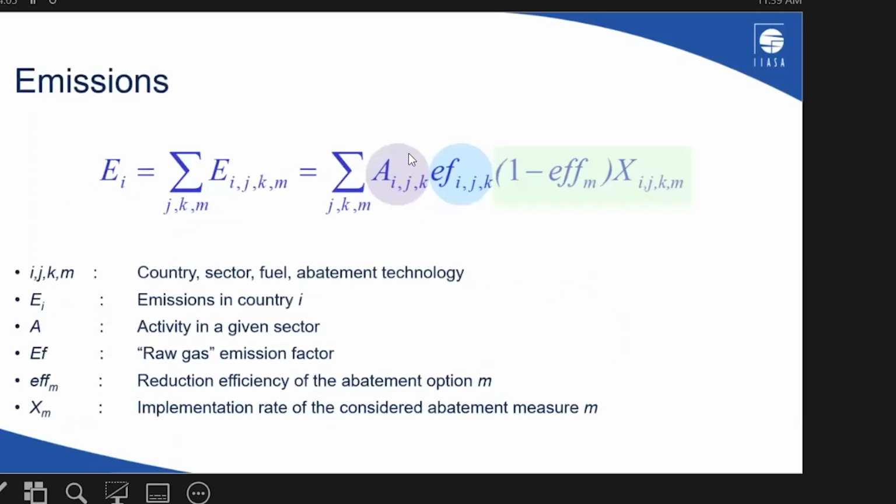A is basically the activity data in a given sector, and I, J, K, M represent the country, sector, fuel, and abatement technology. EI is basically the emission in a given region or a country. Emission factor, EF, is basically the raw gas, uncontrolled or unabated emission factor. If you are implementing some technology that is implemented 50%, for example, this is the implementation rate of the considered abatement measure. Then, for example, if you are using FGD, what is the removal efficiency of SO2 that goes here? So this is the way we calculate the emissions.